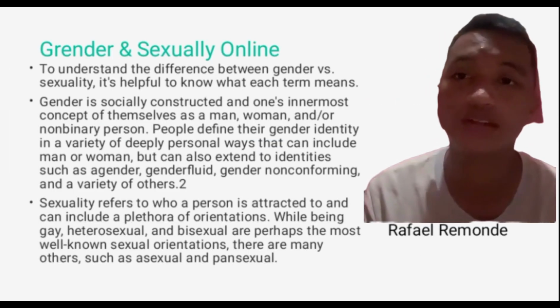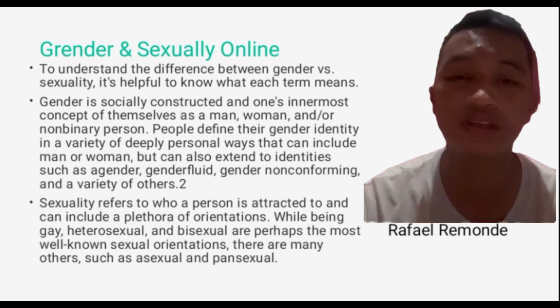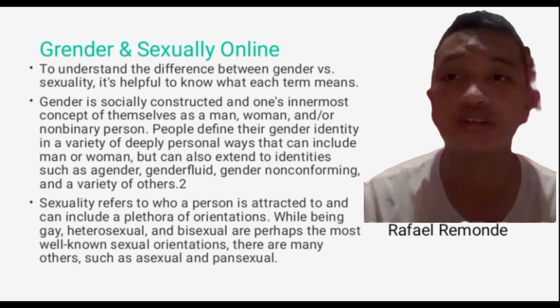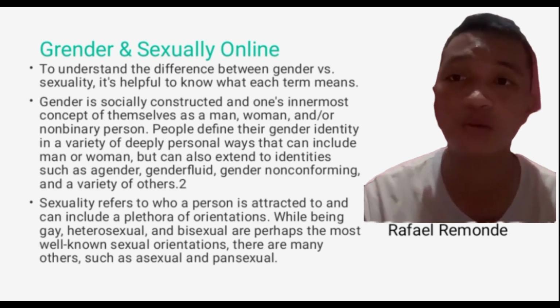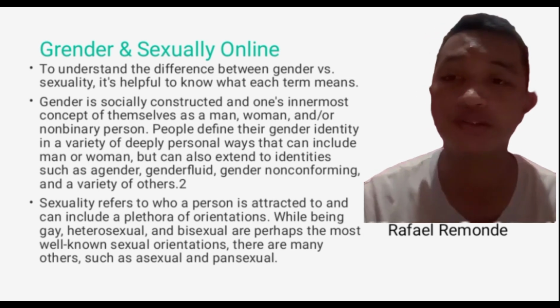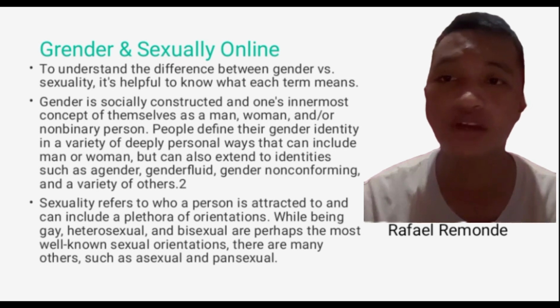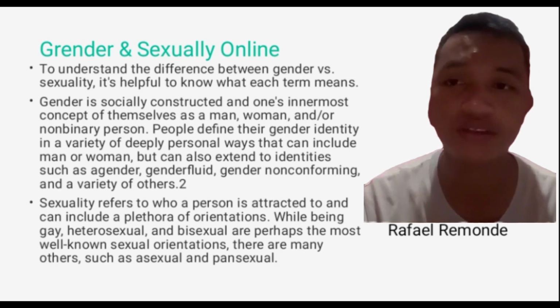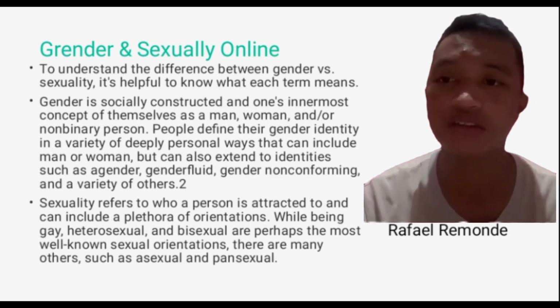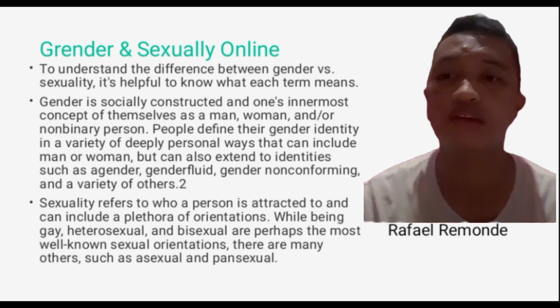So to understand the difference between gender and sexuality, it's helpful to know what each term means. Gender is socially constructed and one's innermost concept of themselves as a man, woman, and/or non-binary person. People define their gender identity in a variety of deeply personal ways that can include man or woman, but can also extend to identities such as gender fluid, gender non-conforming, and a variety of others.